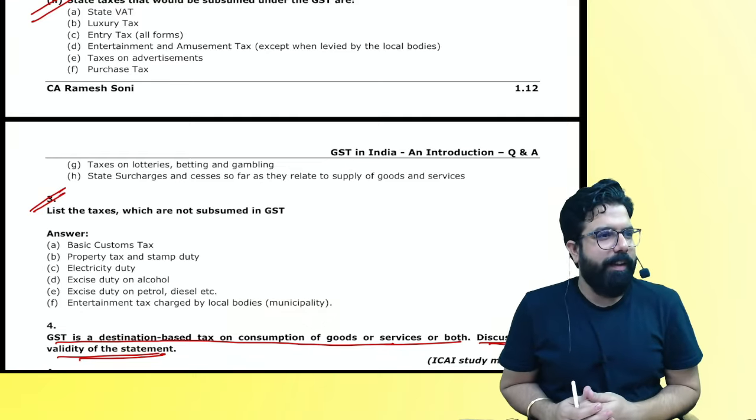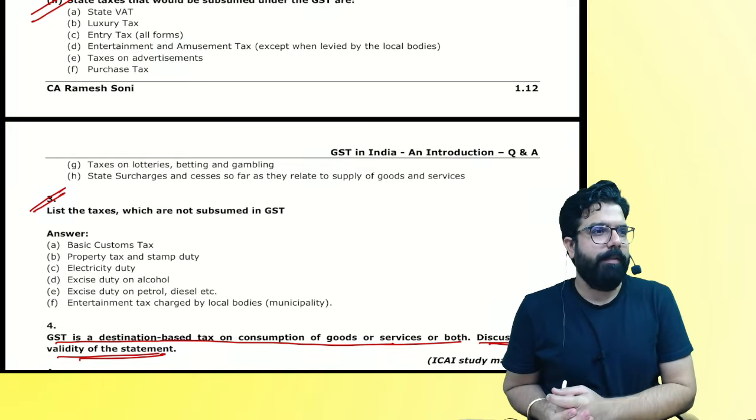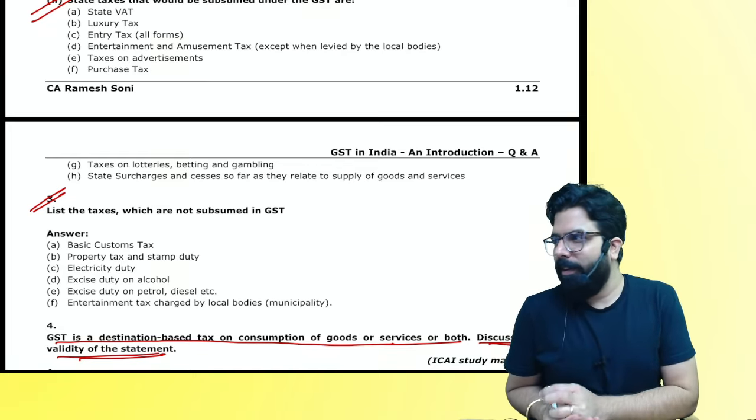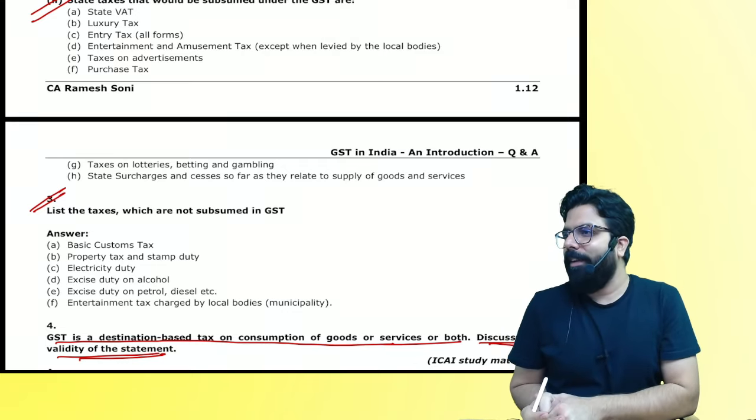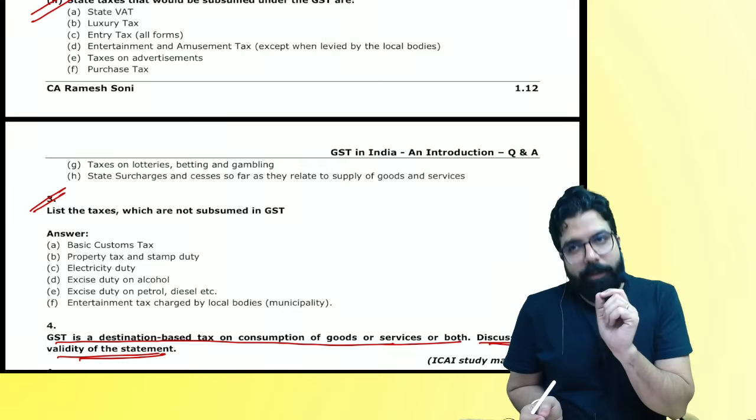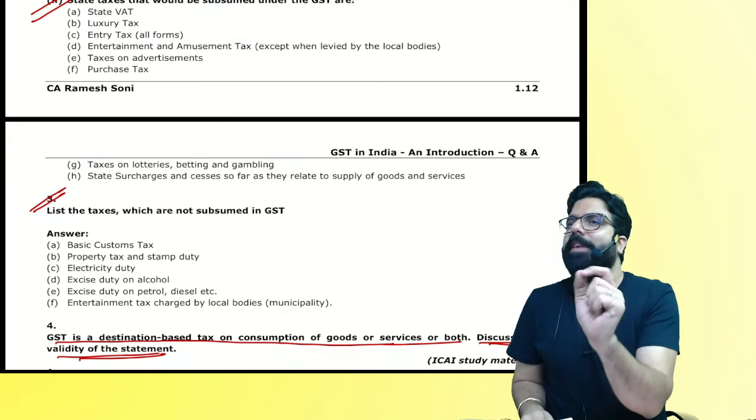Chalo, done writing. You like your answer? No. No, no? Then how will the examiner like it? Chalo, let's see. Today is the first day, right?